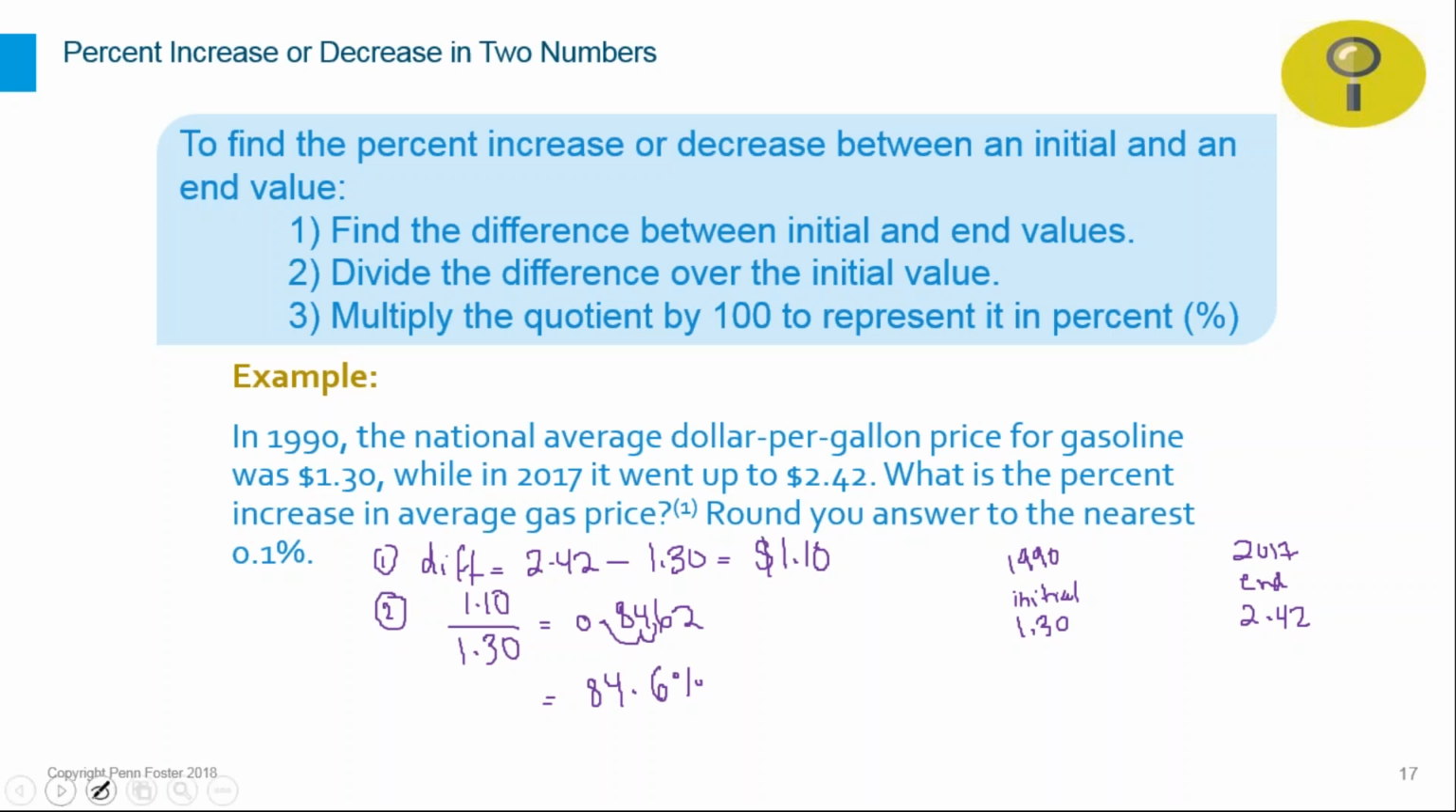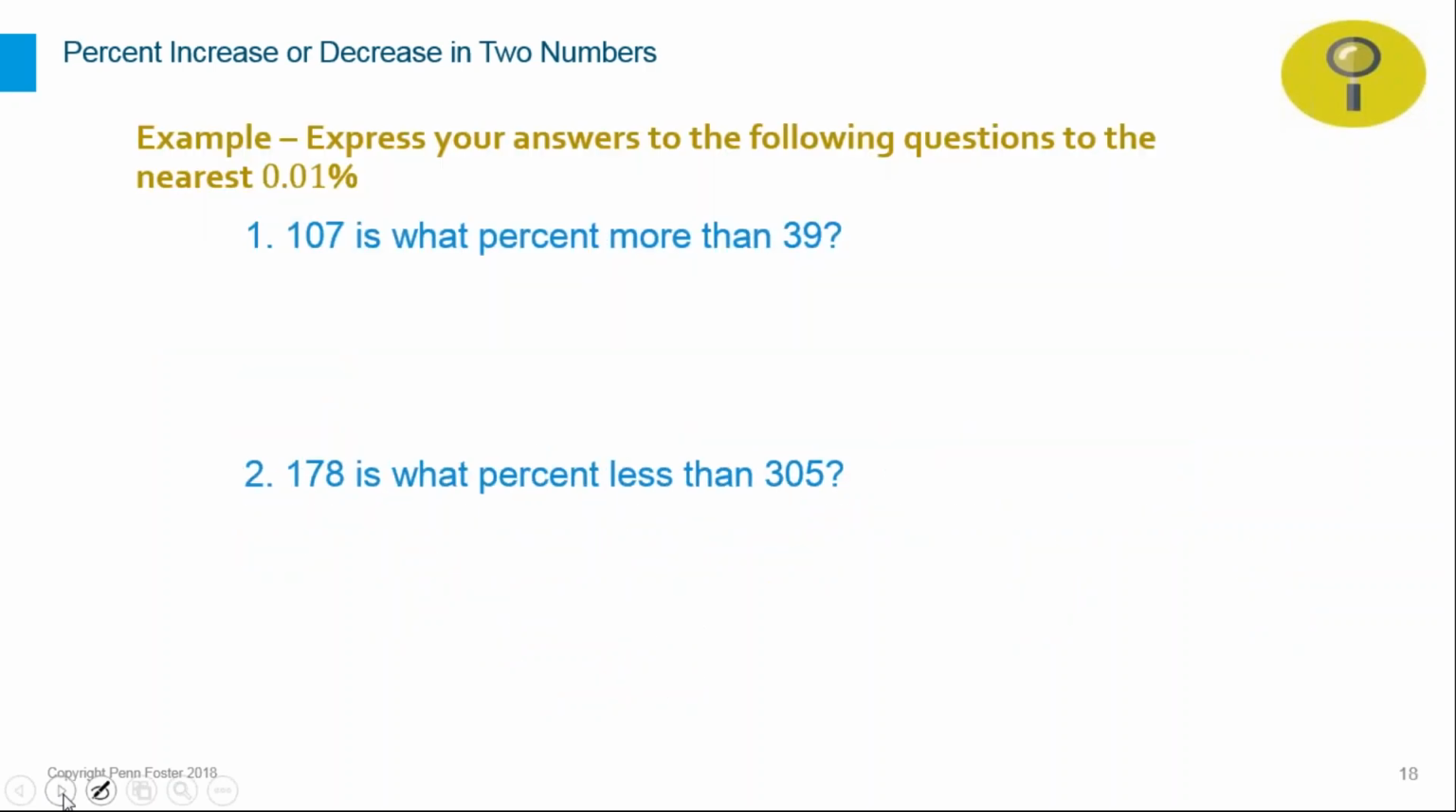Okay, let's move on to the next slide. Express your answers to the following questions to the nearest 0.01%. So the first question is, 107 is what percent more than 39? Those are the kind of questions that confuse students a lot. 107 is what percent more than 39?